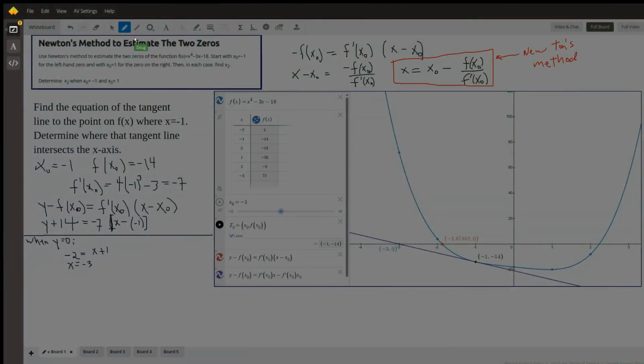So we're given this function right here, asked to estimate its two zeros using Newton's method, starting with x sub 0 equals -1 and x sub 0 equals 1. We're going to see that this doesn't work in a subsequent board. We're going to let x sub 0 actually equal 2. Have a brief discussion on why Newton's method works and where it comes from.